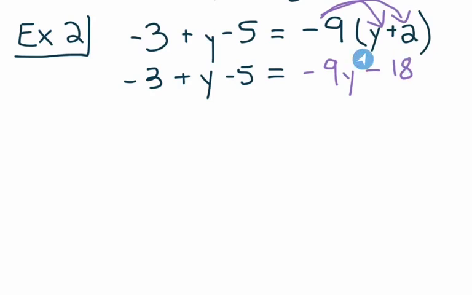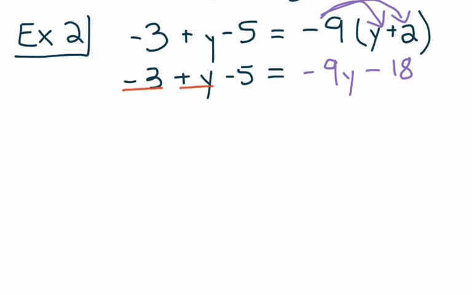Now looking at the right side, negative 9y minus 18. I have my variable term and I have my constant term. Nothing more I can do to simplify what's on the right side, so I go back to take a look at the left side again. And on the left side, negative 3 is a constant term. Plus y is a variable term. Negative 5 is another constant term. I hope I said that right. So I have constant, variable, constant.